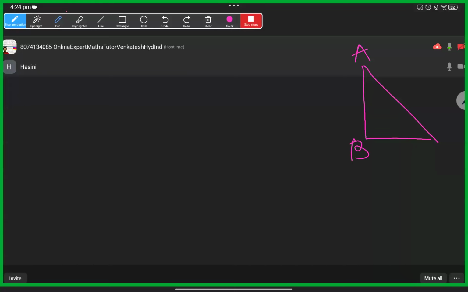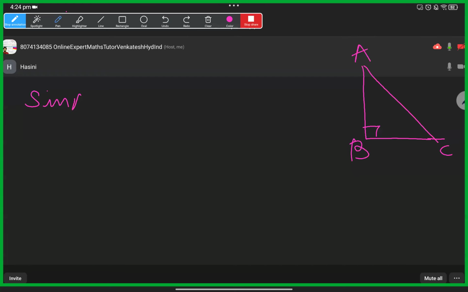I'm not marking any of the angles like theta, alpha, gamma. Directly for the original vertices A and C only we will write. Anyway, we cannot write the trigonometric ratios for vertex B, 90°. So first we'll write all the trigonometric ratios for angle A.